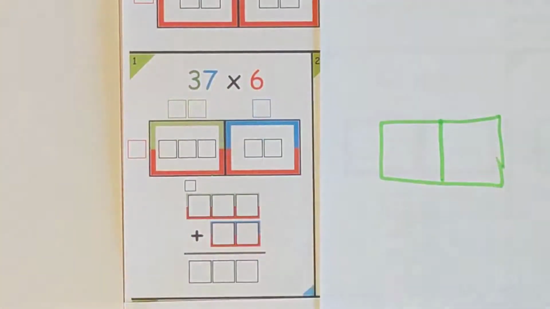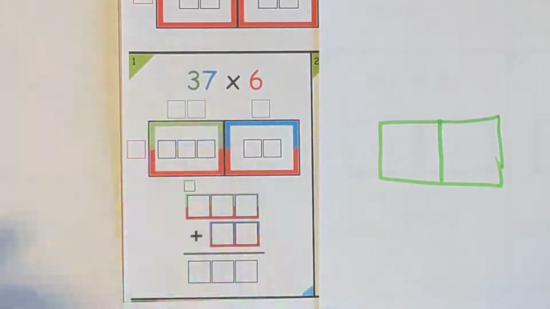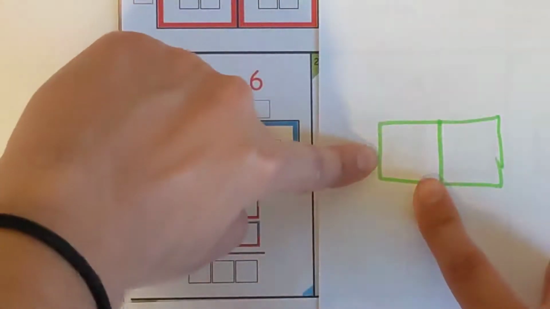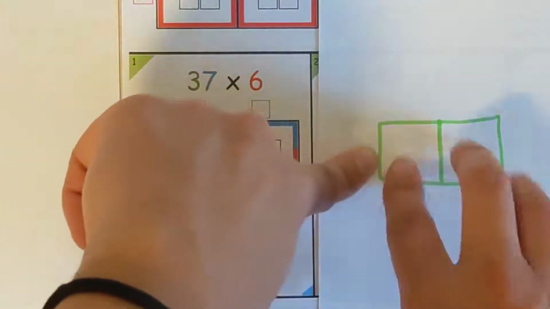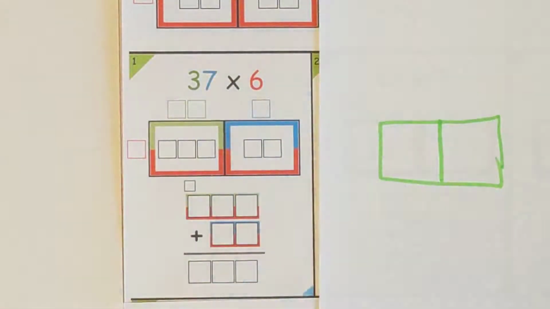37. And then on here, it's the same thing. It's 37. And then we're multiplying the 37 times 6. 6 only has 1 digit, so we're going to put it here. And we're not going to have to go down any further. It's just 1 digit here. I'm going to show you what that looks like.